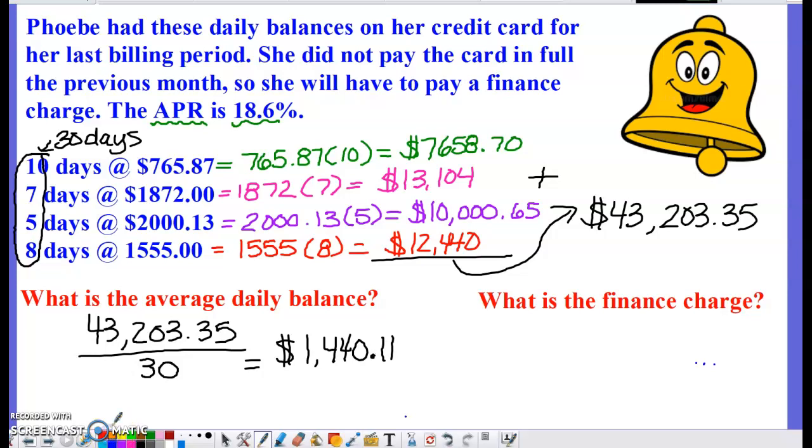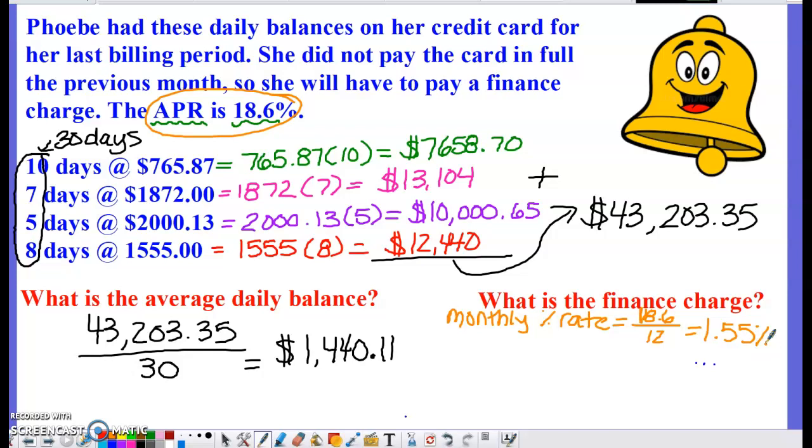So with this problem here, they give us the annual percentage rate. Since this is just a monthly statement, we have to find the monthly percentage rate. So to find the monthly percentage rate, we have to take the annual percentage rate, the 18.6, and divide by 12 since there's 12 months in the year. And I believe, again, you will get 1.55% for your monthly percentage rate.